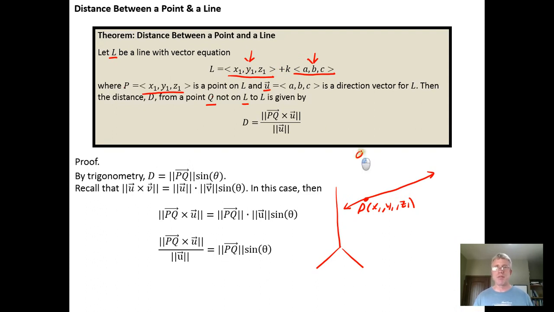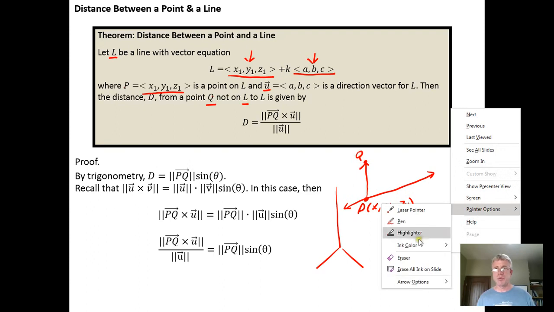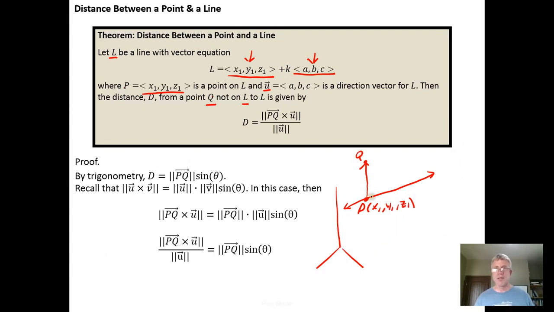And if we take a point Q not on the line, it's easy to construct the vector from P to Q. And we know that ABC is a direction vector parallel to the line. Let me change the color of the pen here to black. So ABC is just going to be some vector parallel to the line. The vector from P to Q and the vector U, which is just this direction vector right here, are going to form some angle theta. Maybe I can get a better picture here, I'll put Q over here a little bit further.